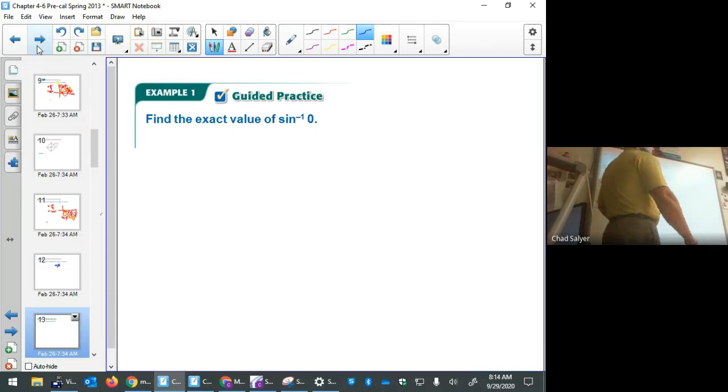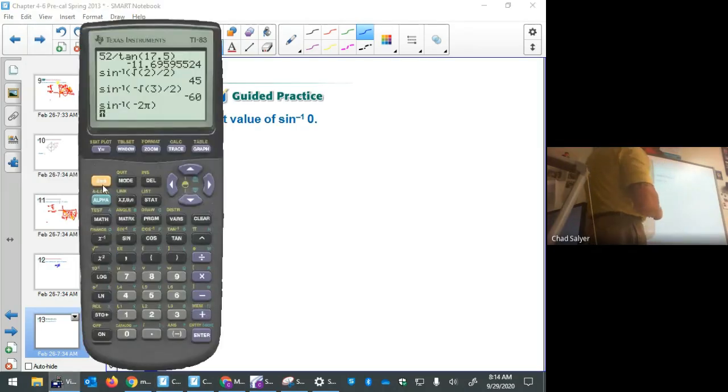Sine inverse of 0, that would be 0. Did you remember the origin? So 0 radians maps to 0 ratio. Therefore, for the inverse, 0 ratio maps to 0 radians, or 0 degrees. It can be confusing if you let it. Once again, your calculator can confirm this. Sine inverse of 0 is 0.